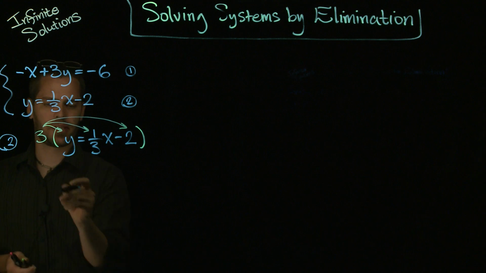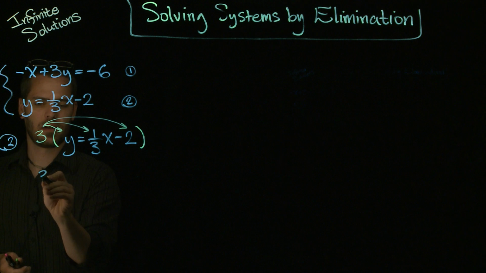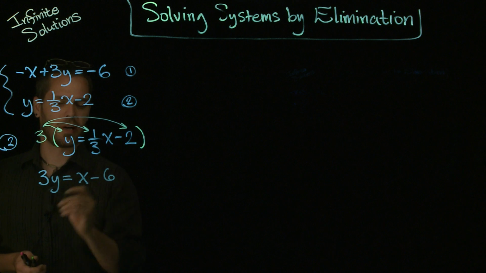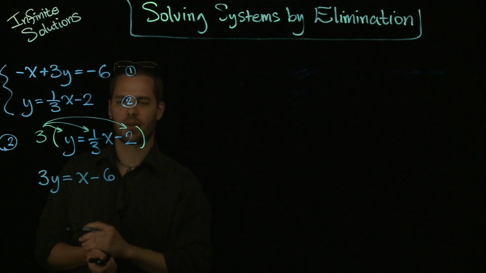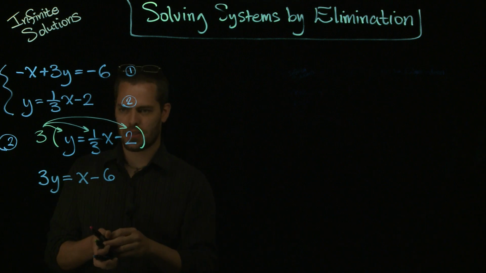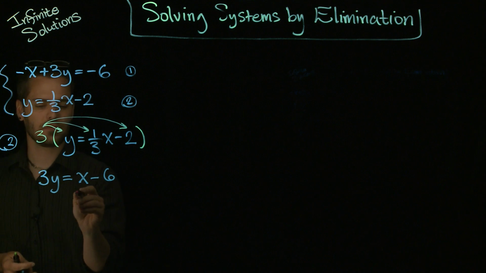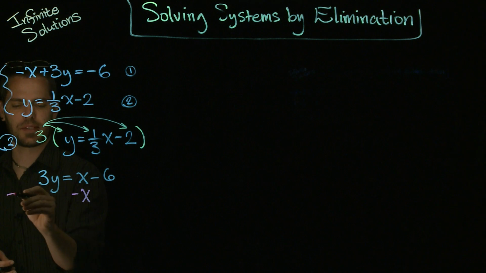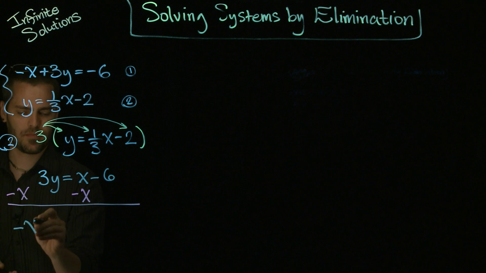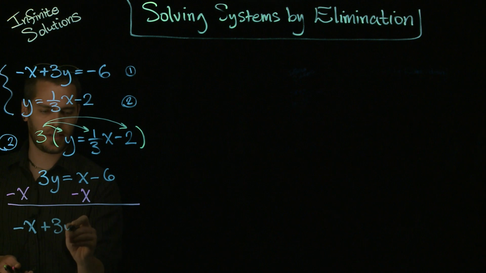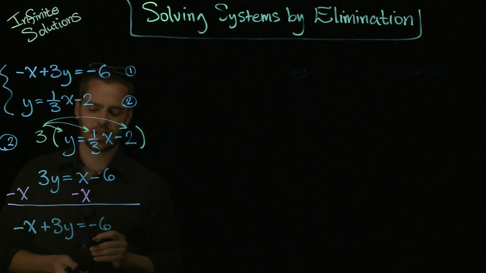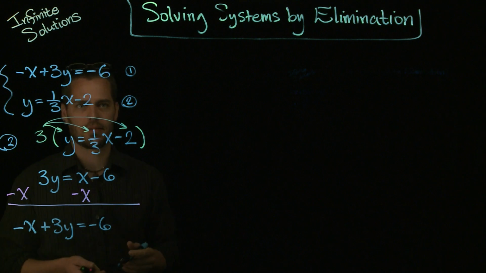That gives me then, for equation number 2 thus far, 3y is equal to x minus 6. Again, 3 times 1/3 is 1, and 1 times x is just the x right there. Okay, one more step to get it into the standard form. Subtract x from both sides. And that gives me negative x plus 3y equals negative 6. Why did I put the plus there? Because that 3y is positive 3y, so I'm allowed to do that.